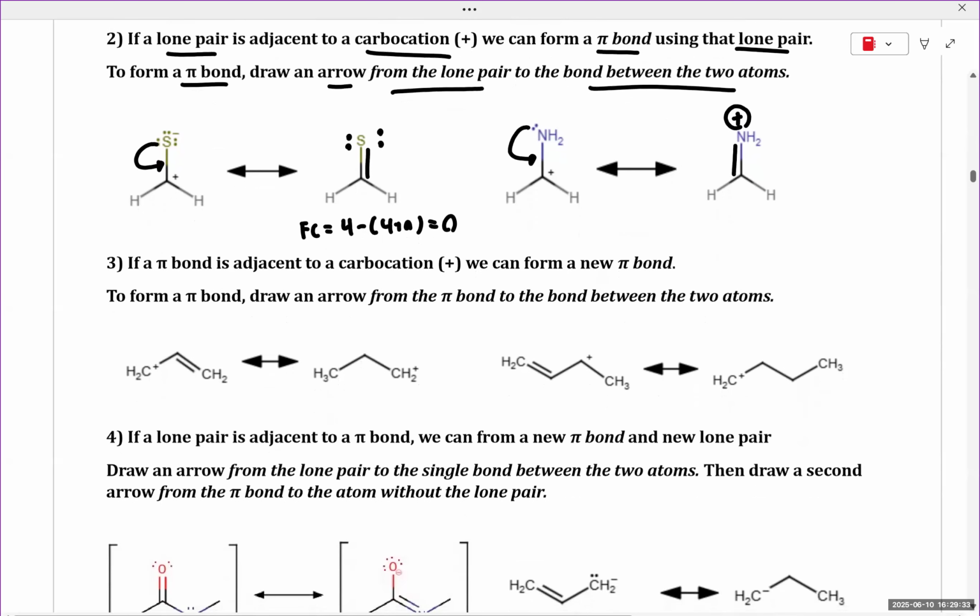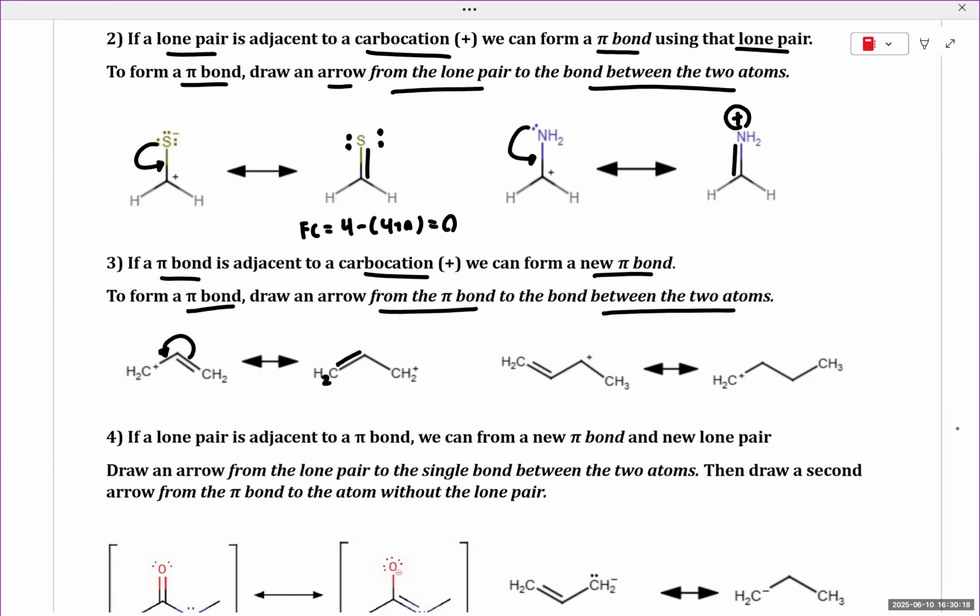Now, if a pi bond is adjacent to a carbocation, we can also form a new pi bond. To form a pi bond, you draw an arrow from the pi bond to the new bond that you want to form between the two atoms. Generally, you're trying to form a bond with the atom containing the carbocation. For example, I can take this pi bond and redistribute it to generate a new pi bond and a new carbocation. One thing to be very careful about is to make sure that you are only redistributing pi electrons. Resonance structures do not break sigma bonds.